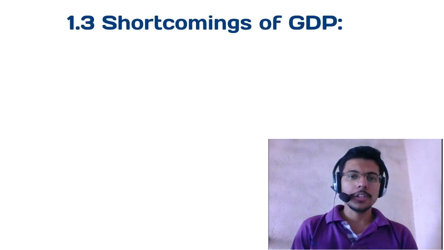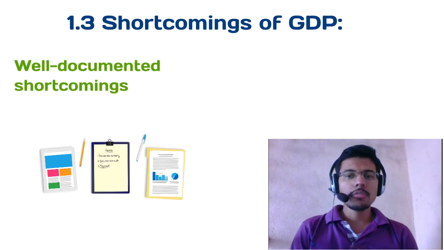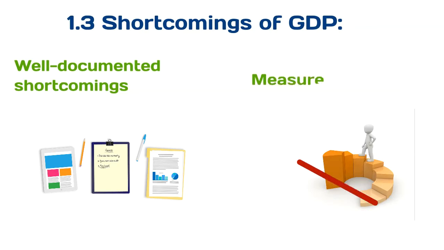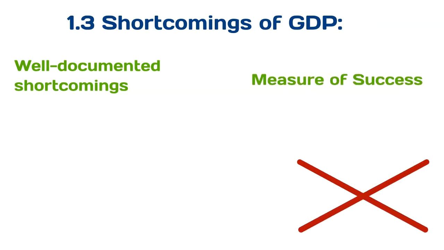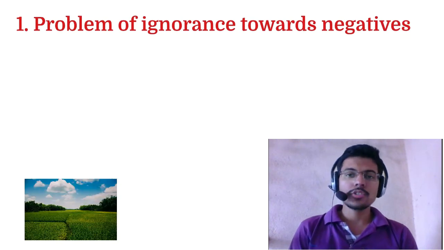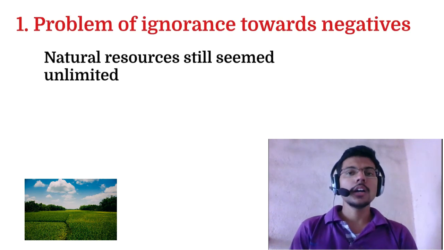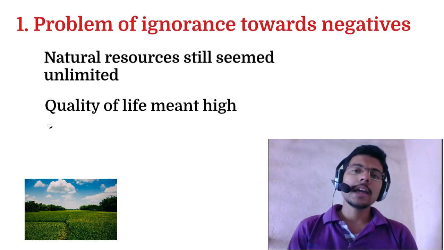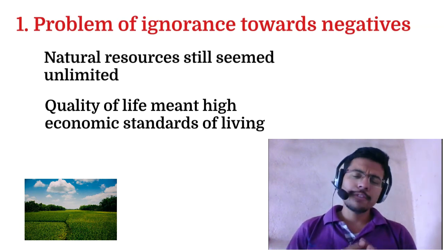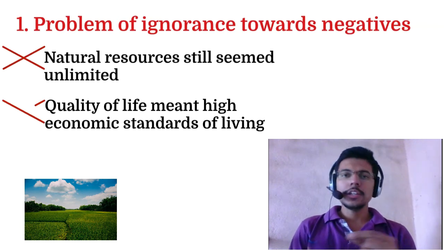1.3 Shortcomings of GDP. GDP has many well-documented shortcomings. We will look into some detail to understand how it fails as a measure of success. First, the problem of ignorance towards negatives. GDP as a measure of progress emerged during the era when natural resources still seemed unlimited and quality of life meant a high economic standard of living. But in the later course of time, we are very sure that neither of these actually holds any truth.